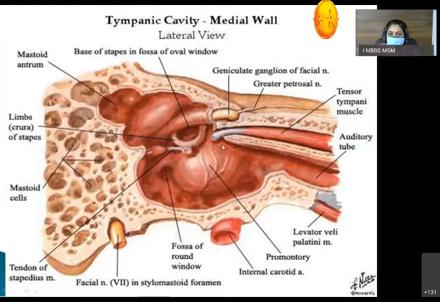Then this will be the medial wall. As we have removed the lateral wall, we can see only the medial wall. The lateral wall is removed in this section. So we'll see the features of the medial wall.